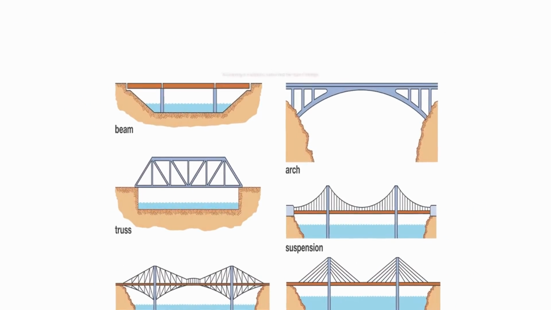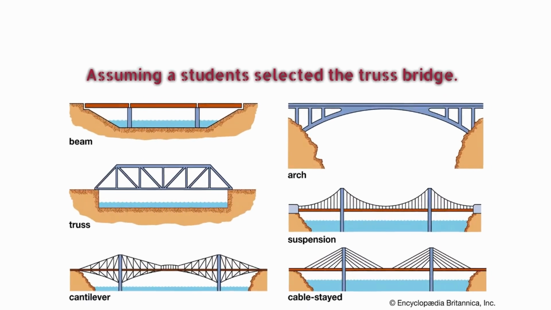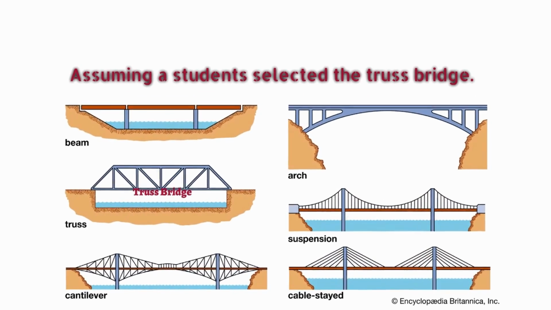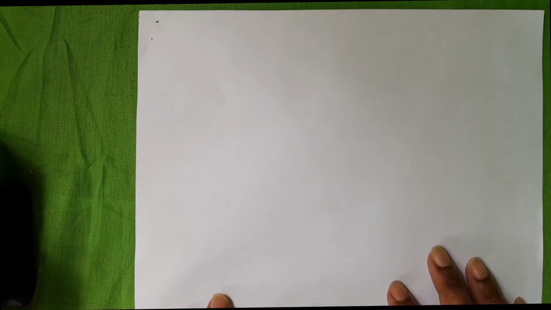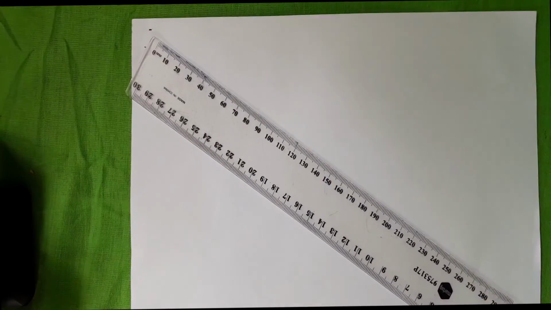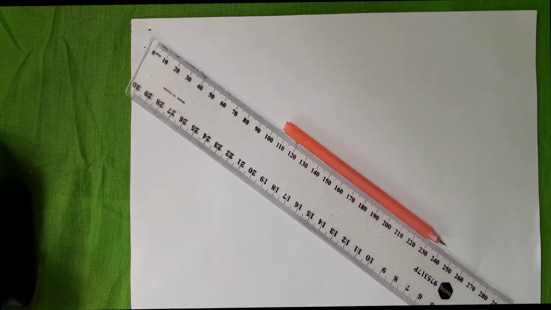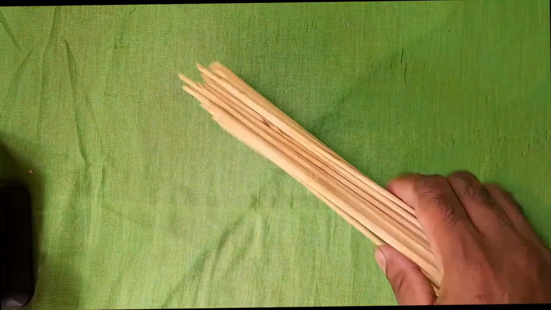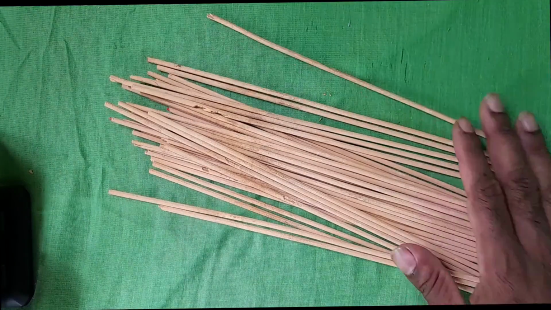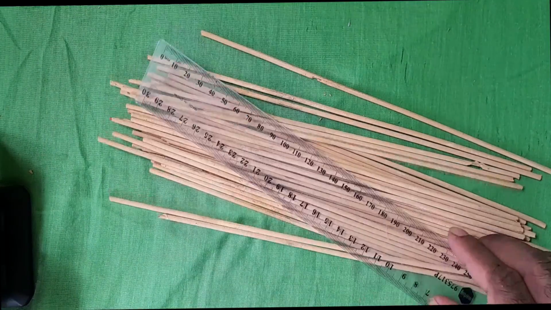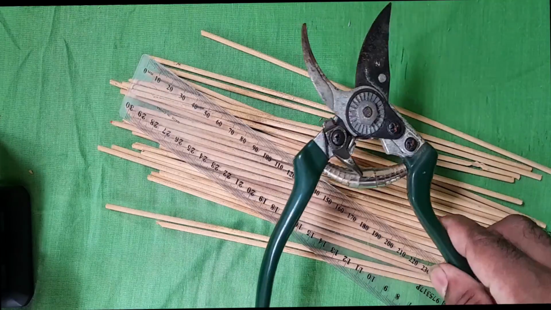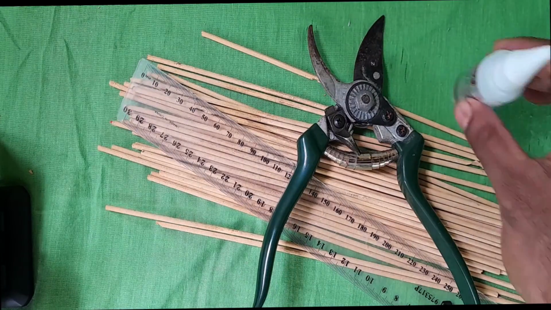So assuming our students selected the truss bridge as the best option for this, we will now design and then build a prototype of the bridge that we have selected. So the first thing that we need is a blank paper, a ruler, and a pen for the design process. For building the prototype, we need pieces of sticks, a ruler, a cutter, either a knife, and glue.